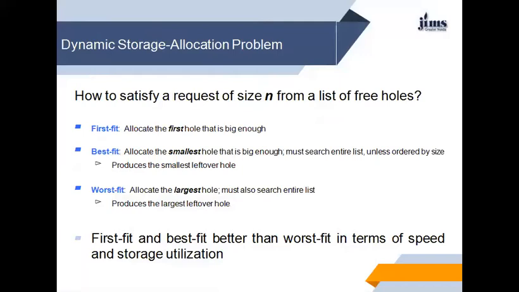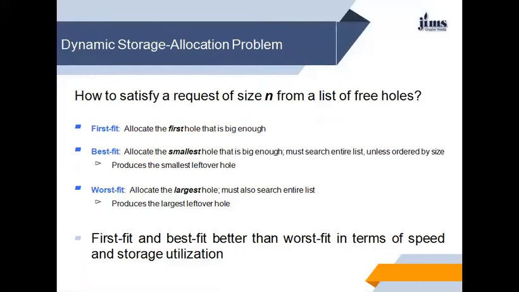What is the first fit allocation policy? First fit allocates the first hole that is big enough. Suppose a process is coming which is, say, 20 bytes, then it allocates a big enough hole for this. Best fit allocates the smallest hole that is big enough; it must search the entire list unless ordered by size. It produces the smallest leftover hole.